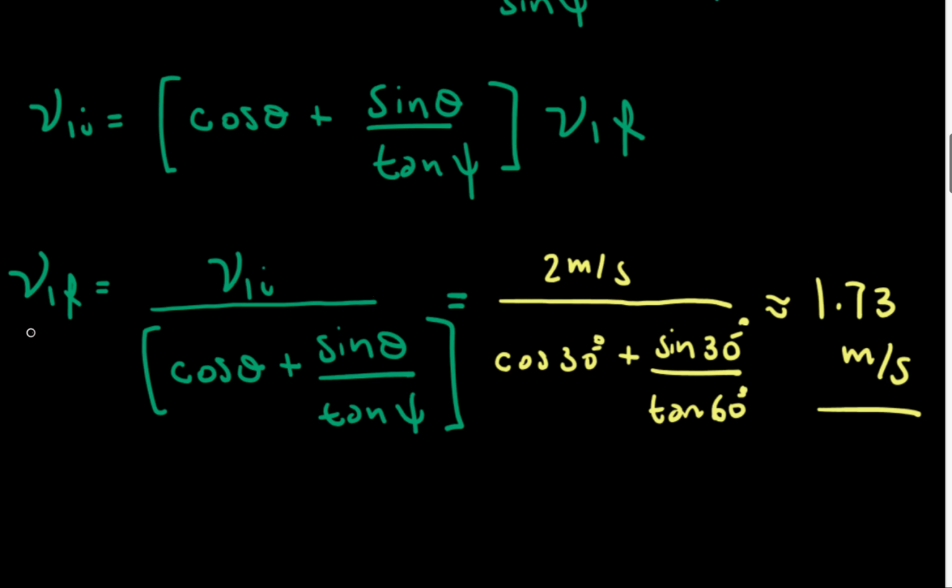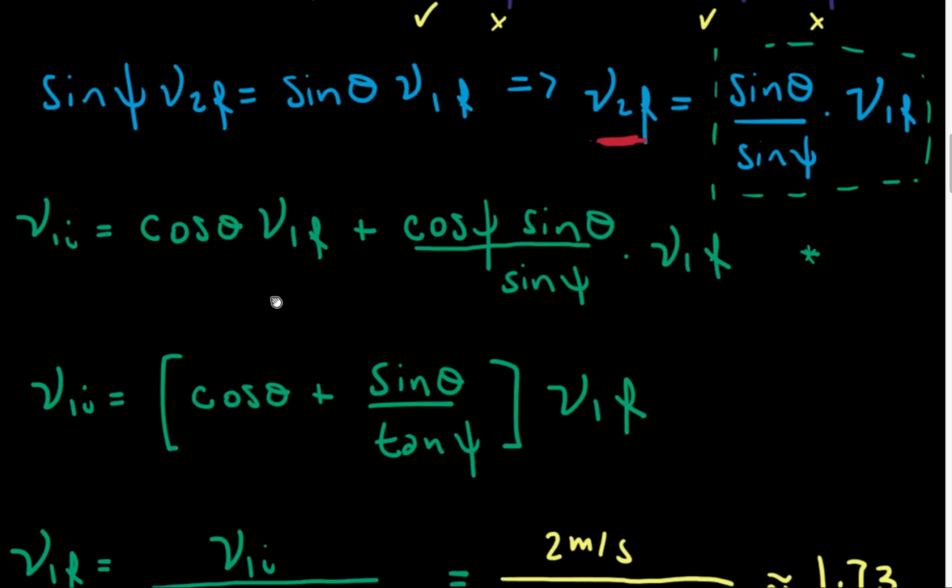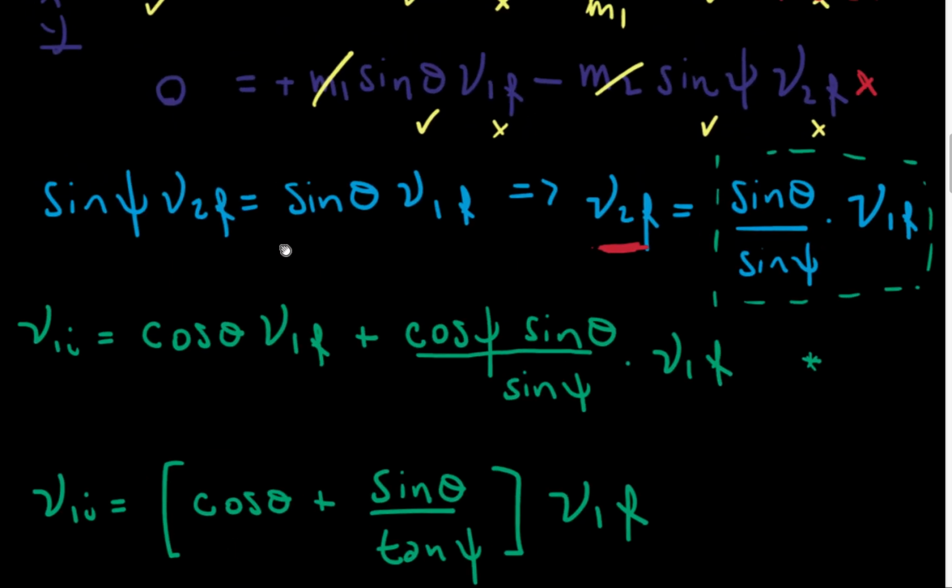Now we found V1 final, and remember, you're not done yet because we need to figure out what V2 final is. And to figure that out, we need to take either of the equations and solve for it. We kind of already have it. Where is it? Do you see this one right here? I'm going to borrow that. Do you see this one right there?